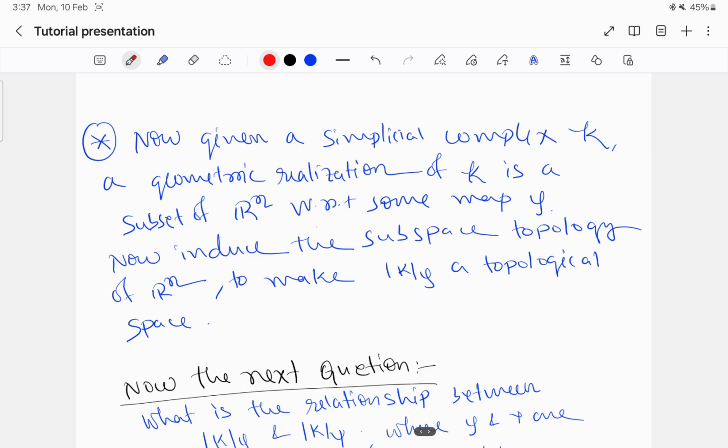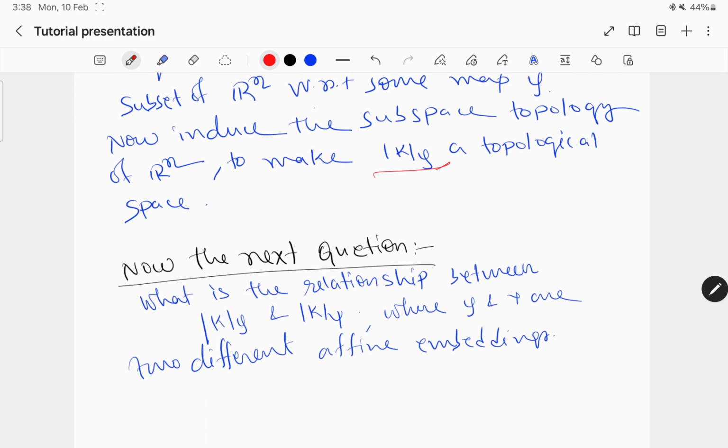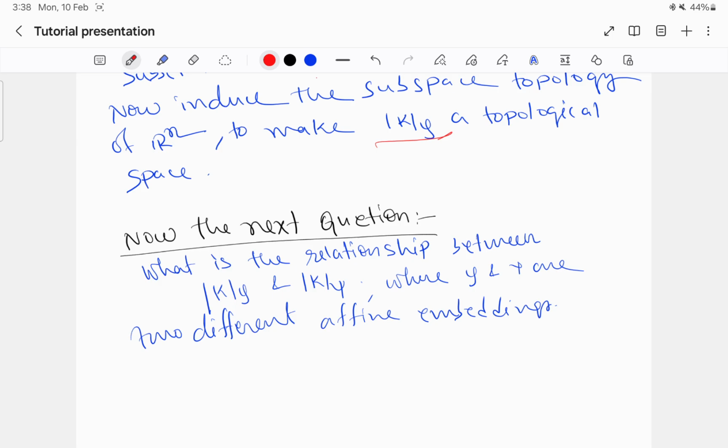Now, given a simplicial complex K, we now understand what is a geometric realization. So, the geometric realization of an abstract simplicial complex is nothing but, under some affine map phi, a subset of Rn. Now, we induce the subspace topology of Rn to make this geometric object a topological space. Now, the question is, what is the relationship between two different geometric realizations? So, if one abstract simplicial complex K is given, then there may be more than one affine embedding.